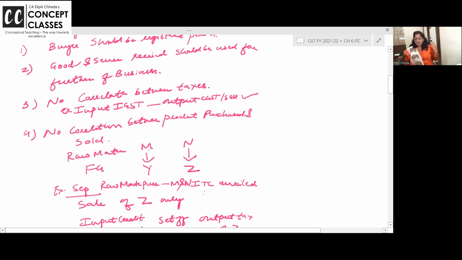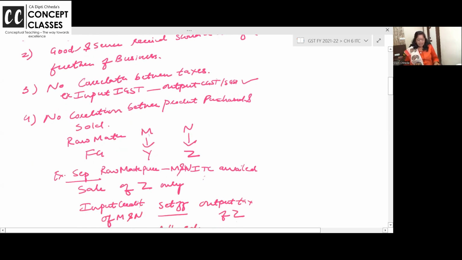There are many rules for job workers, but it is not in the syllabus so we are not going into detail now. No correlation between the taxes. Okay, this month's input tax and output tax. Can I have all my purchases from Mumbai, where I'm paying IGST, and all my sales in Hyderabad, Telangana, with CGST and SGST? Is this set off allowed? Yes. IGST should be set off with input IGST and output IGST. But if not, can it be set off against CGST and SGST? Answer is yes. CGST and SGST mutually cannot be set off.